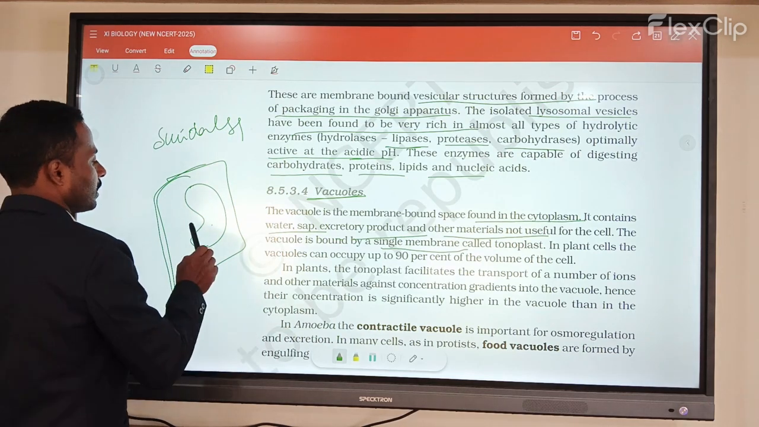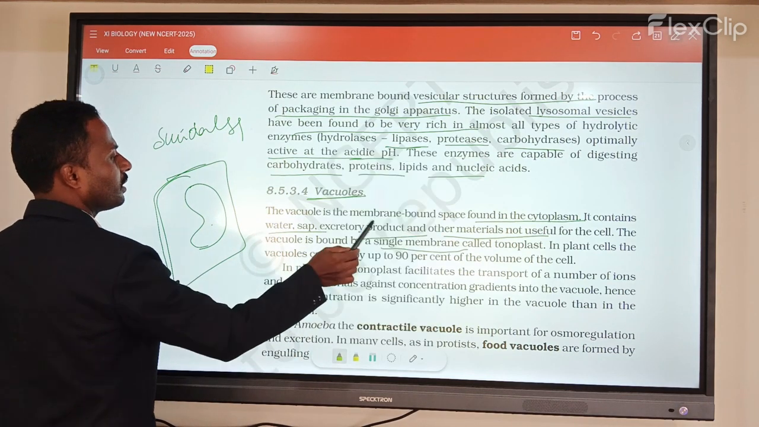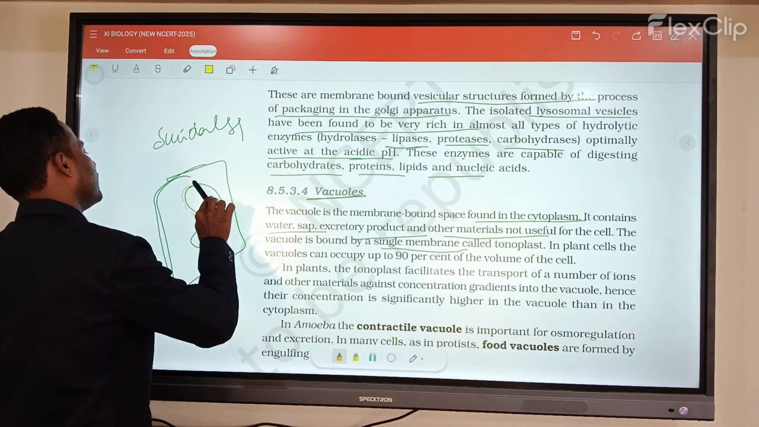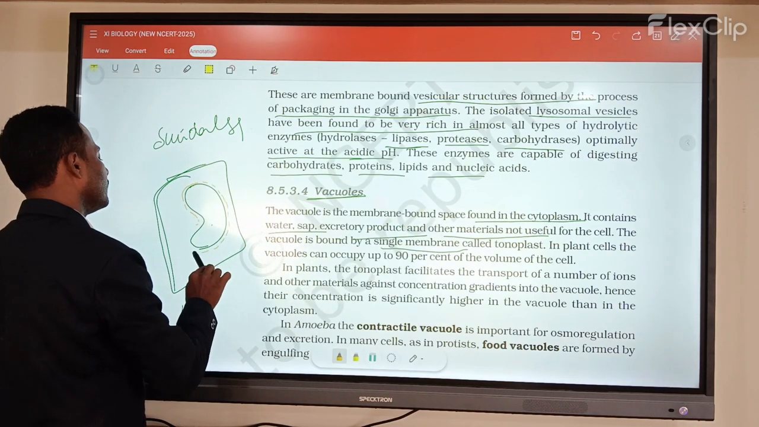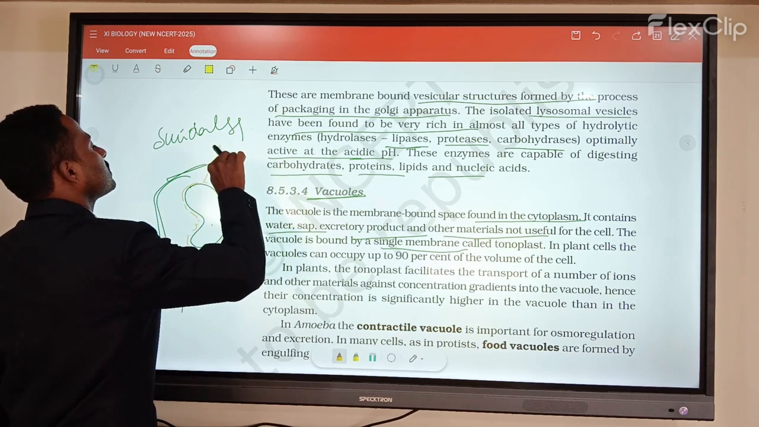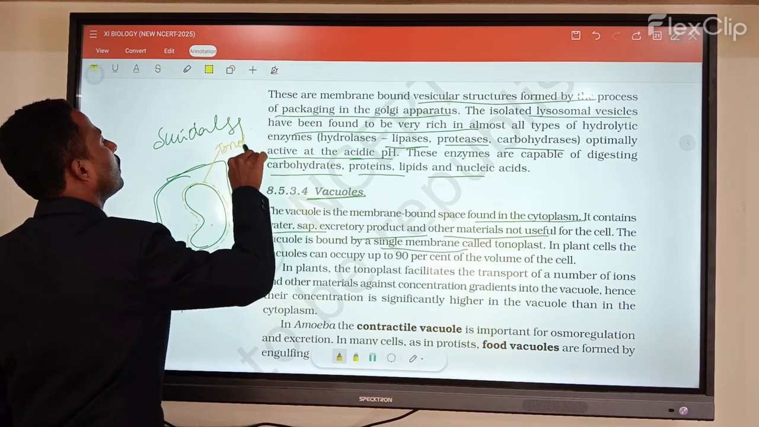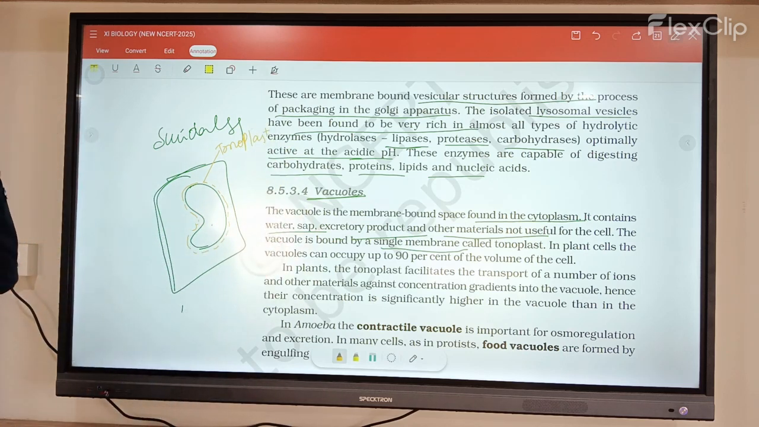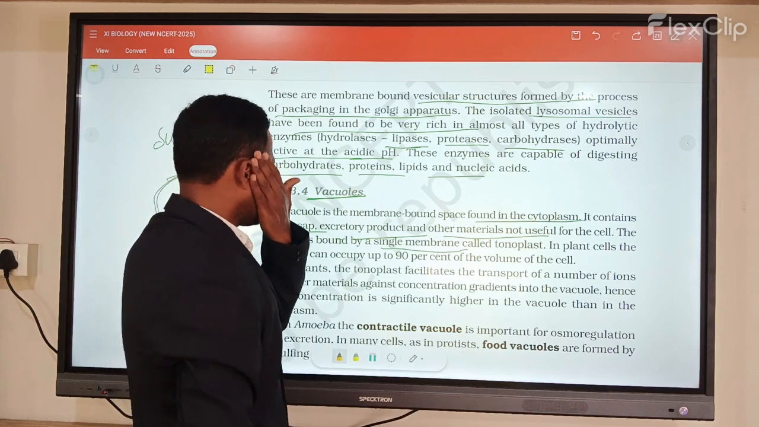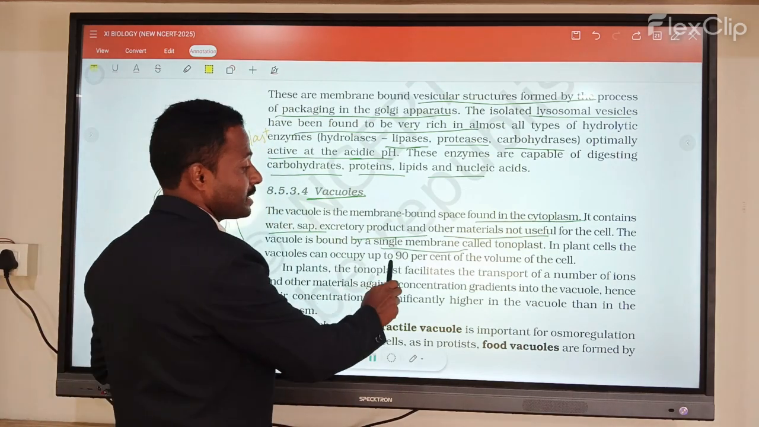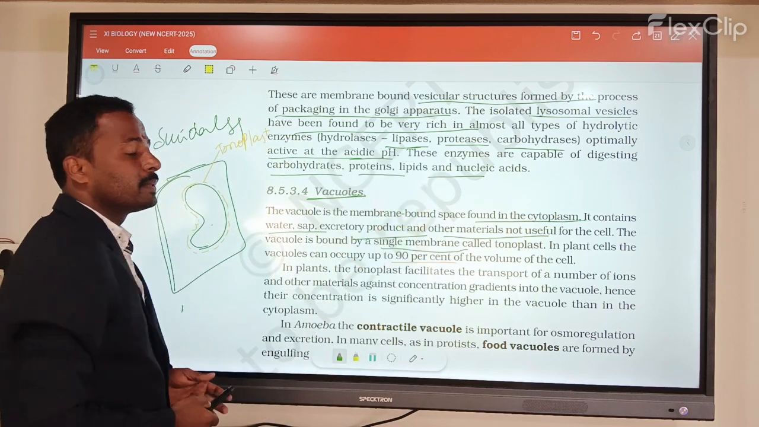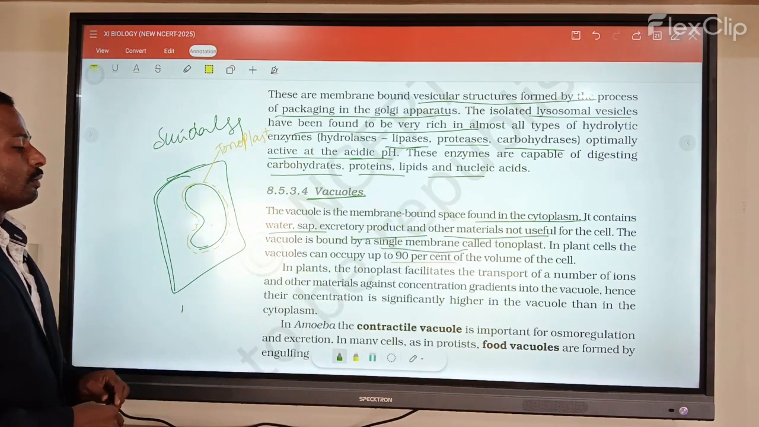The vacuole is covered with one single layer. This single layer is called what? The tonoplast. And in the plant cell, the vacuole can occupy 90% of the volume of the cell. So mostly 90% of the volume is occupied by the vacuole.